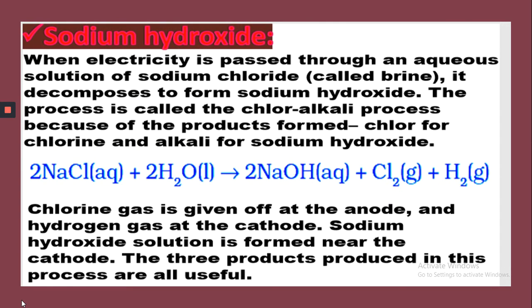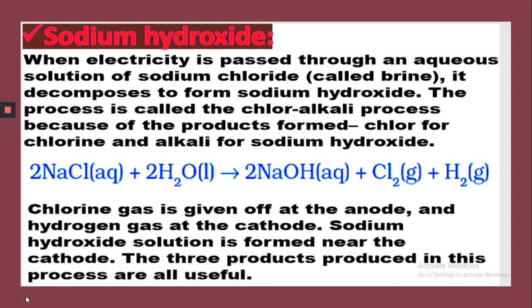First, we will discuss sodium hydroxide. When electricity is passed through an aqueous solution of sodium chloride, that is known as brine, it decomposes to form sodium hydroxide. The process is called the chlor-alkali process. Why? Because chlor means chlorine and alkali means sodium hydroxide. What is the reaction? NaCl plus H2O gives NaOH, sodium hydroxide, Cl2 chlorine and H2 hydrogen gas.